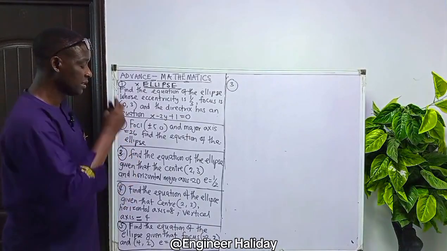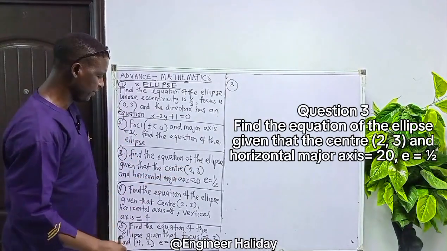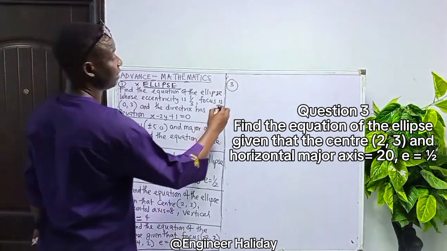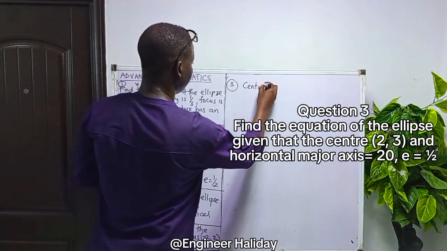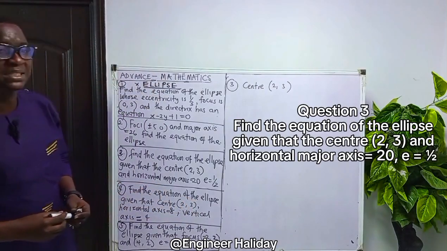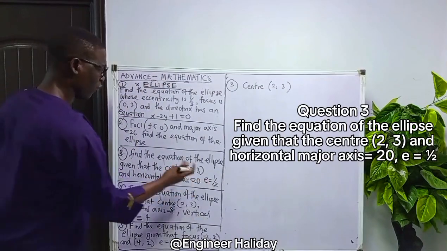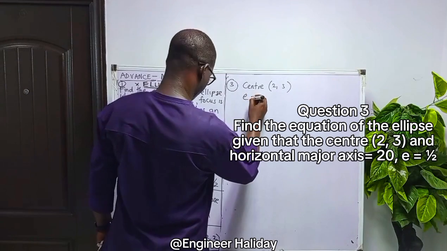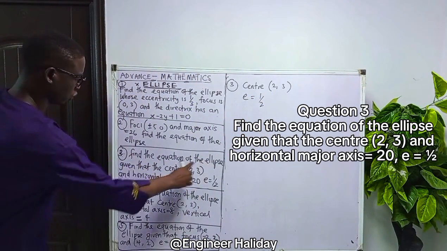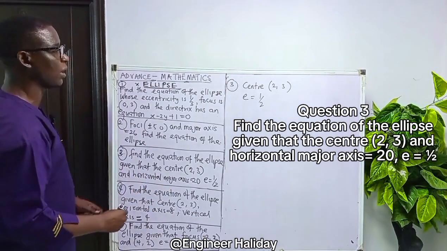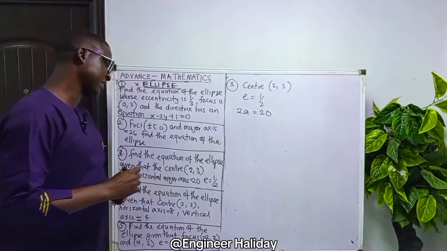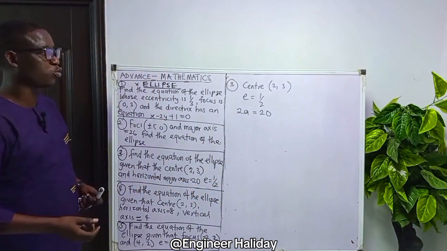Question 3 now. It says find the equation of the ellipse given that the center is (2, 3). Now, since we are given the center, we have the eccentricity e equal to 1/2. Given a horizontal major axis, that means 2a is equal to 20. Anytime they give you a horizontal major axis, 2a.